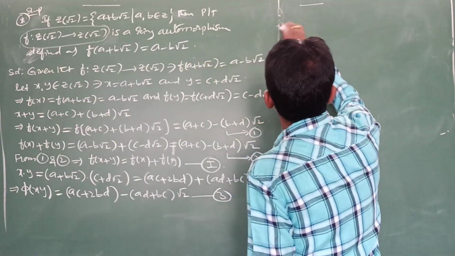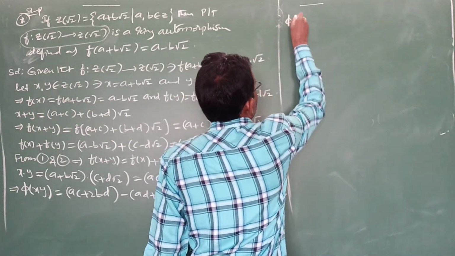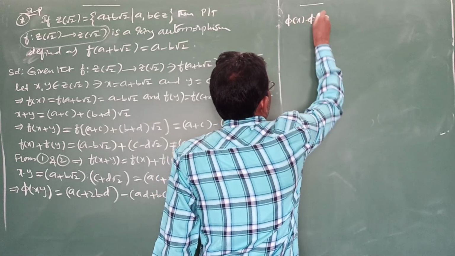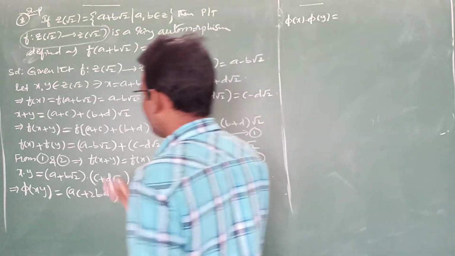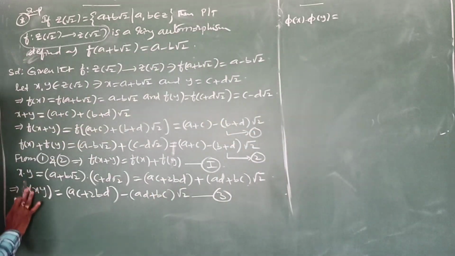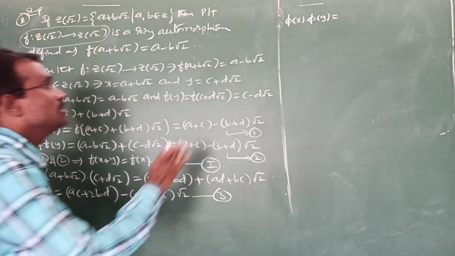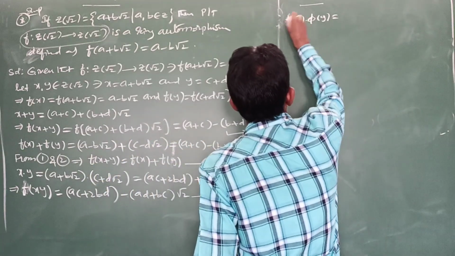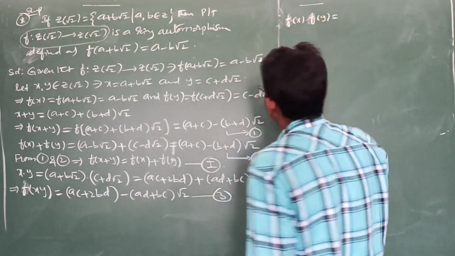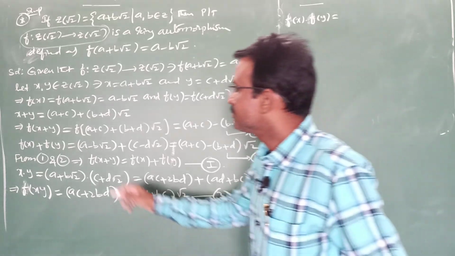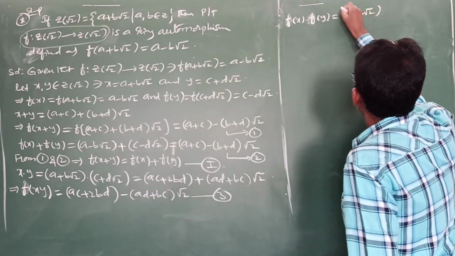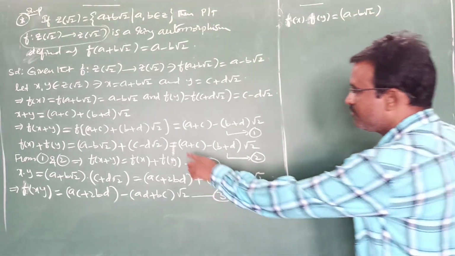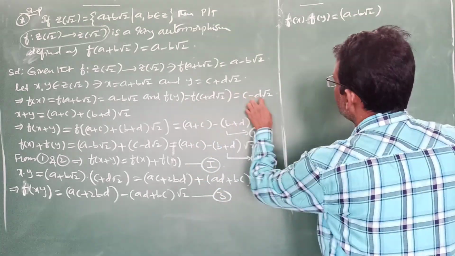Next, separately find phi of x into phi of y. What is phi of x here? Sorry, f of x. Instead of phi you take f, here f not phi. Same notation use. Now let us define f of x into f of y, right? What is f of x here? a minus b root 2, into what is f of y? c minus d root 2.